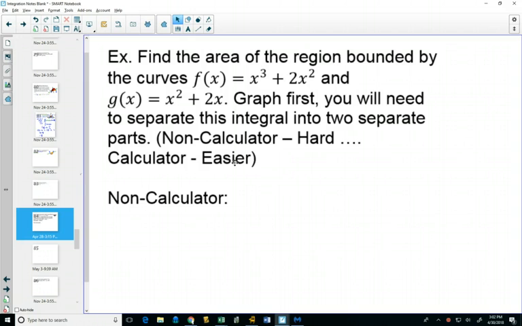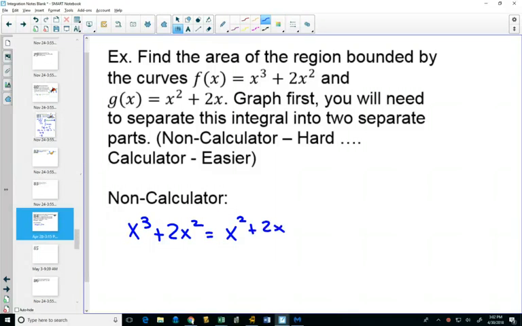Okay, here's our last example. We have a cubic graph and a parabola, and we need to find out where they intersect. So if we start off by equating the two, x cubed plus 2x squared equal to x squared plus 2x, set that equal to 0. x cubed plus x squared minus 2x equals 0.